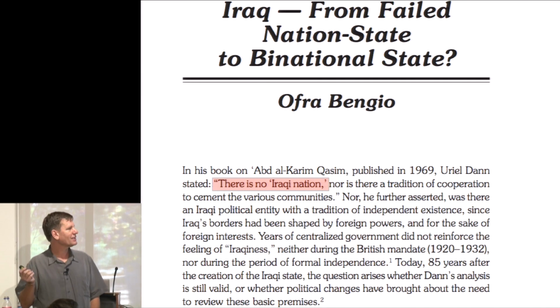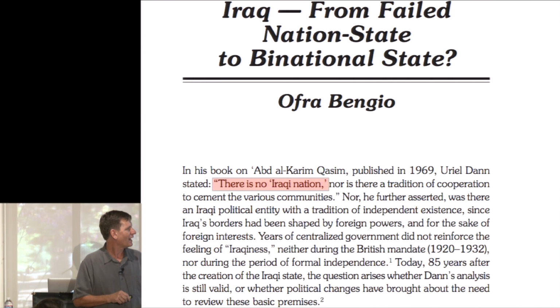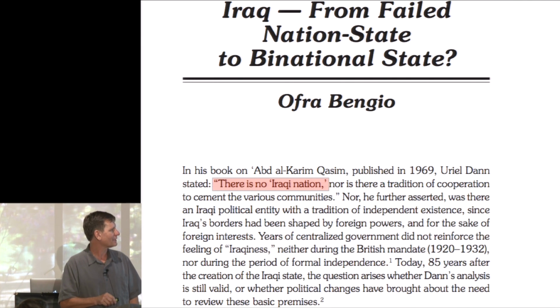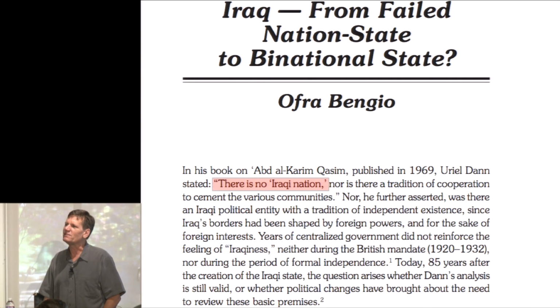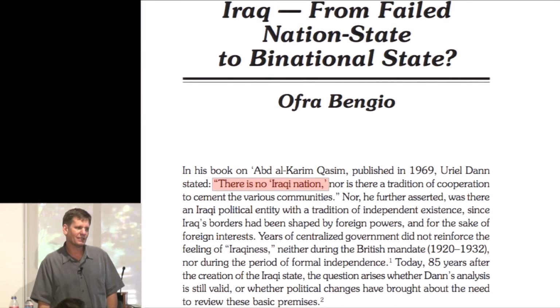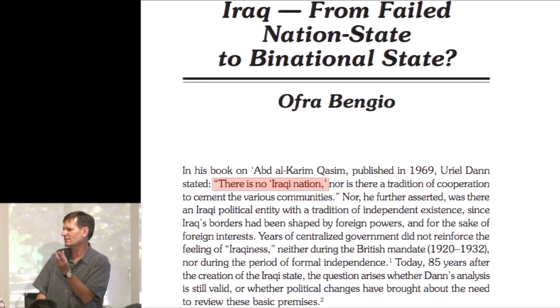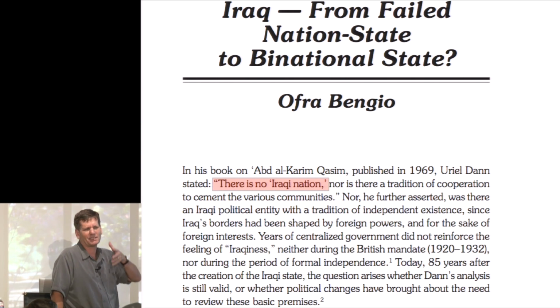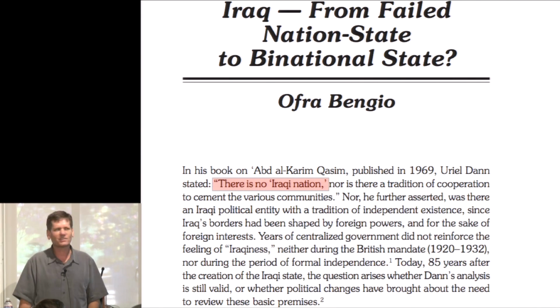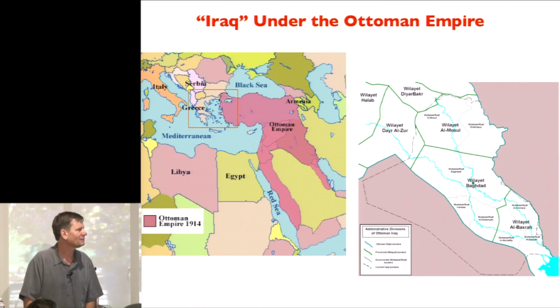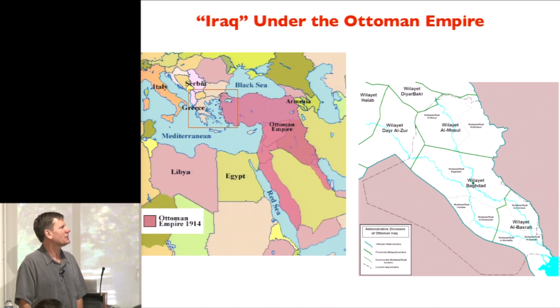How about Iraq? I would start out with a famous line here, published in 1969: there is no Iraqi nation. Well, I wouldn't say there was no Iraqi nation. Iraq was an independent country for a long time, and there was a sliver of an Iraqi nation. There was a sense among many of the elites that Iraq was a nation, and it was taught in schools, and many people came to believe it, but it wasn't deeply rooted.